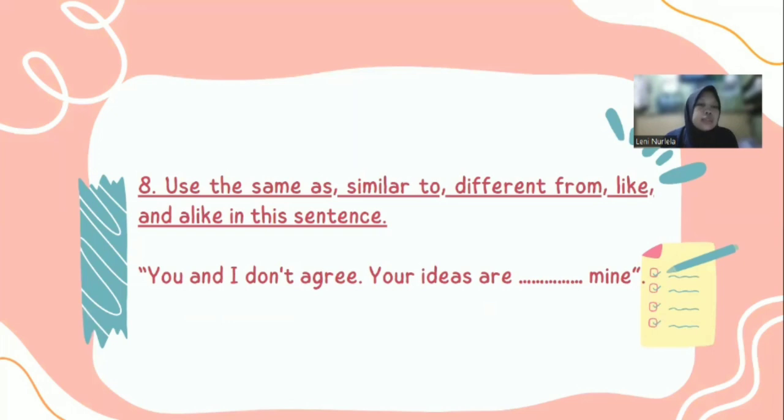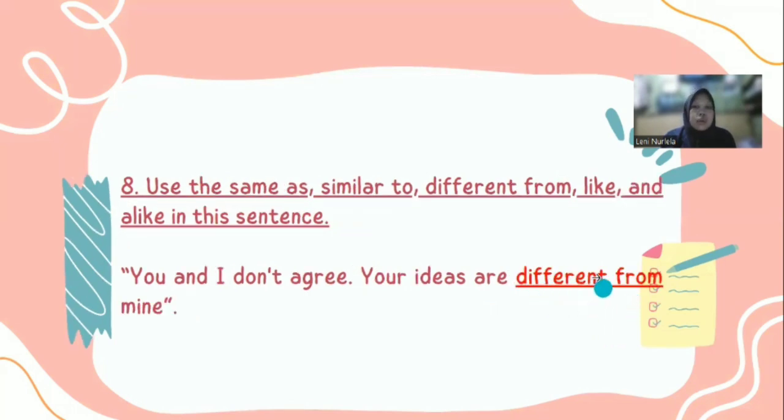Number 8, the last. Use "the same as," "similar to," "different from," "like," and "alike" in the sentence. You and I don't agree. Your ideas are different from mine. Why do I use "different from"? Because the sentence before it says "don't agree." And why do I use "from" after "different"? Because the word "different" is usually followed by "from."